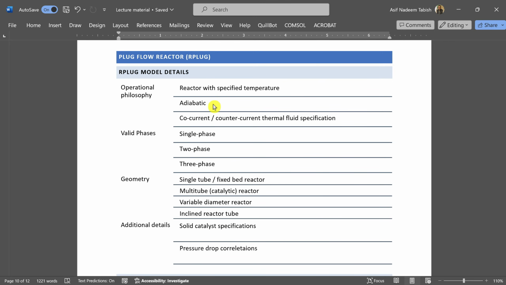The fluid phases are the same as single phase vapor or liquid, two-phase system as vapor liquid system, and three phases can be simulated with the plug flow reactor. Geometry of the model can be defined as a single tube, a catalytic fixed bed reactor, multi-tubular reactor, a single tube with a variable diameter, or the geometry can be inclined to a certain angle specifically for the pressure drop calculations. Besides these details, the plug flow reactor model also provides the option to specify the details of the solid catalyst and use the available pressure drop correlation models.